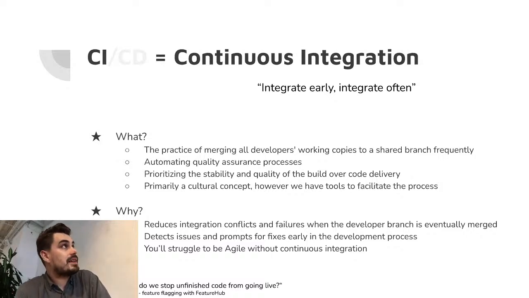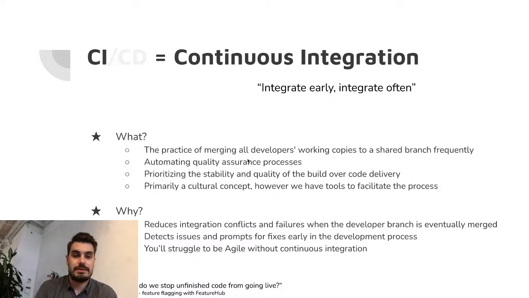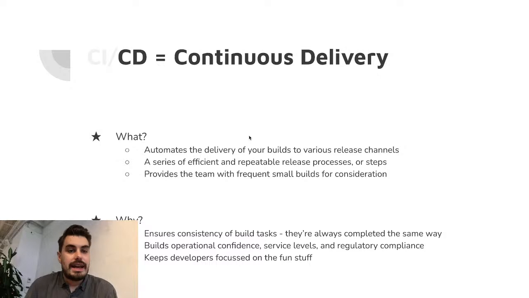And then after this, we hear a lot, OMG, but how do we stop unfinished code from going live? And the answer is feature flagging, which we did last time. I think you presented last time, Richard. Was it Irina? Irina presented last time. So check that out if you'd like to learn more about feature flagging, which is a very important tool when working with continuous integration.